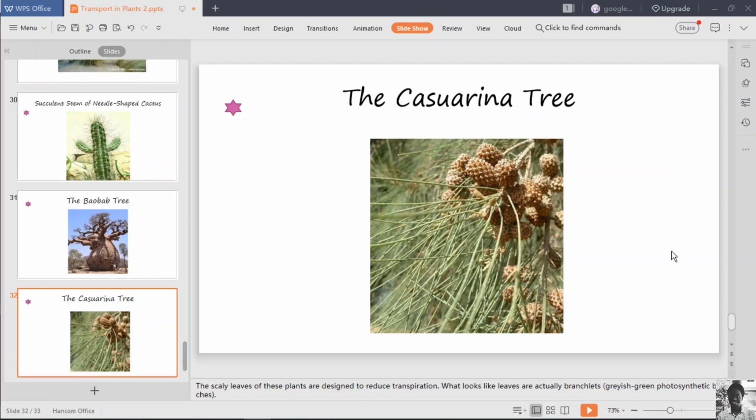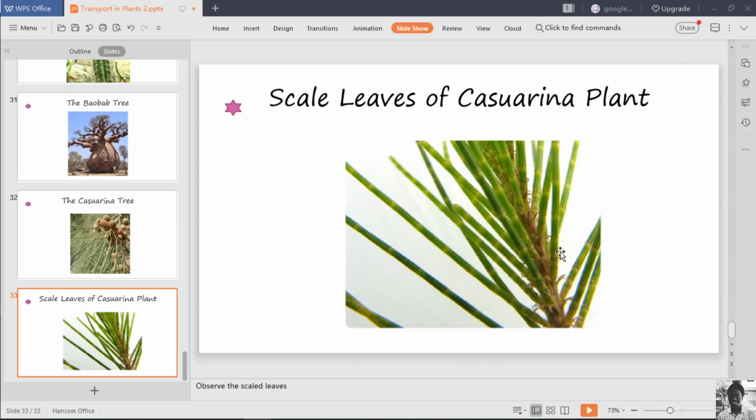We also have the casuarina tree with its scaly leaves. What actually look like leaves are actually branchlets, photosynthetic, light green. Some of them are actually grayish, photosynthetic branches, so they are able to carry out photosynthesis. They have scales on the surface that decrease the rate of transpiration. So just observe the scaly leaves here, or branchlets, that reduce the rate of transpiration, and the branchlets are able to carry out photosynthesis. So that's the scale leaves of the casuarina plant.